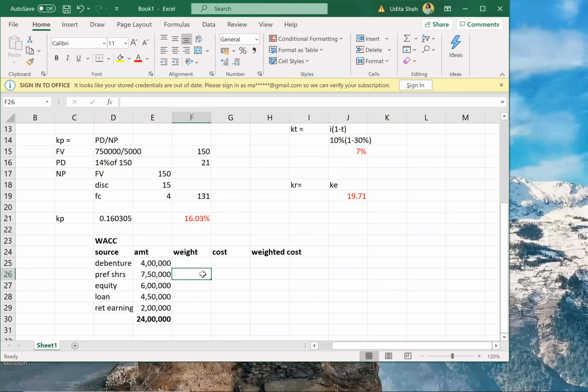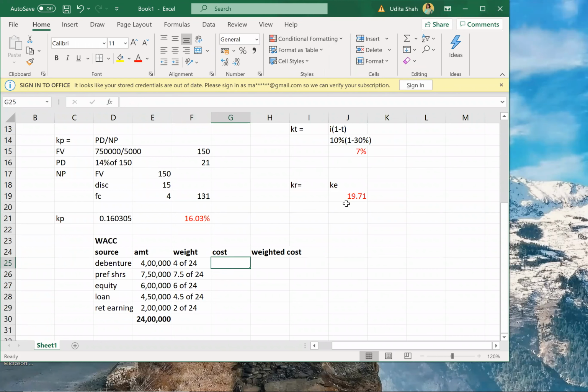Anyway, this will be 7.5 by 24, correct? So 4 of, I'll just write off 24. This will be 7.5 out of 24. Correct. This will be 6 of 24. This will be 4.5 of 24. And this will be 2 of 24. Okay. Cost we have already calculated now.